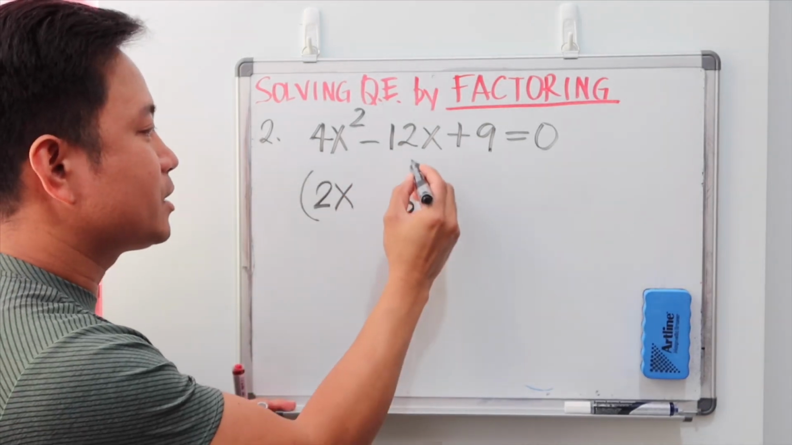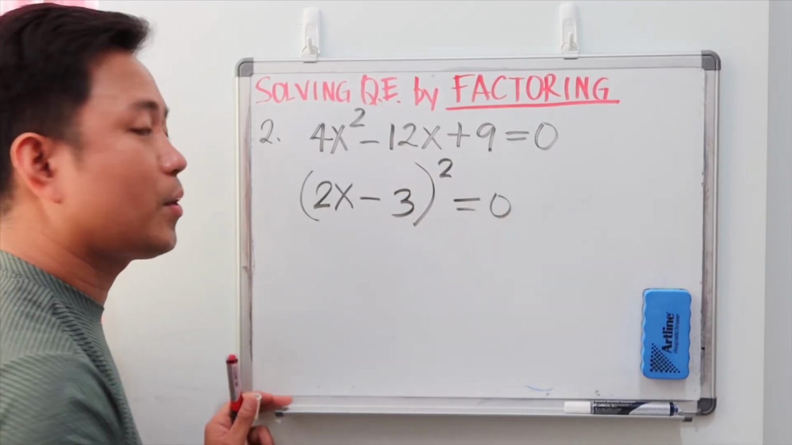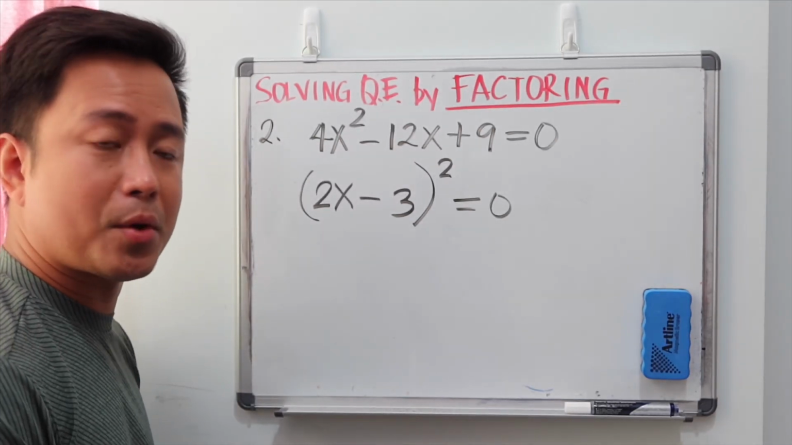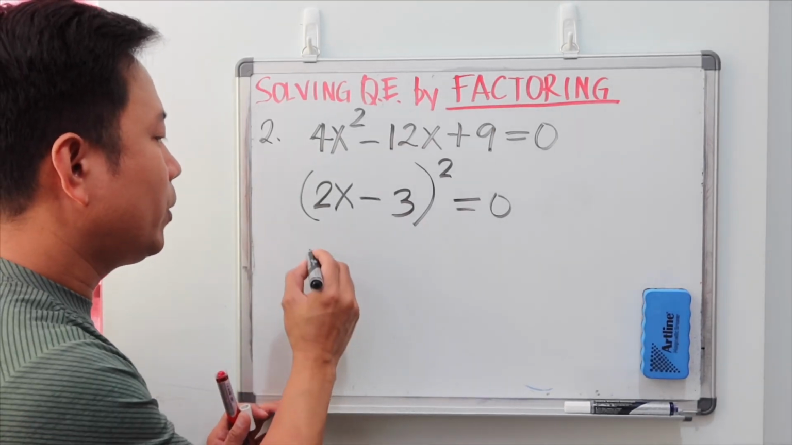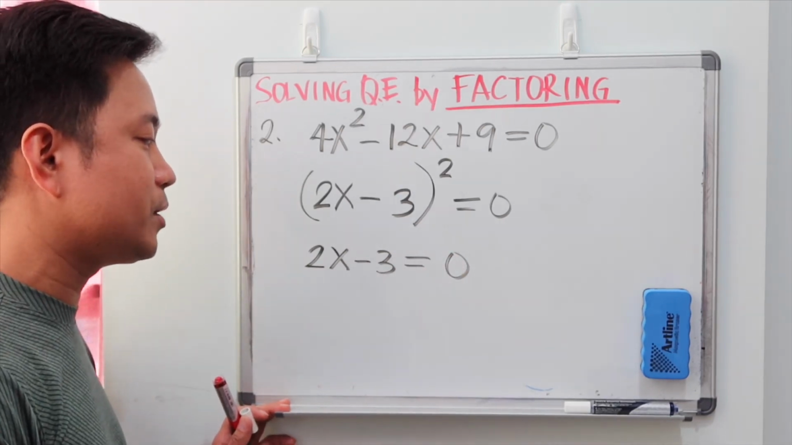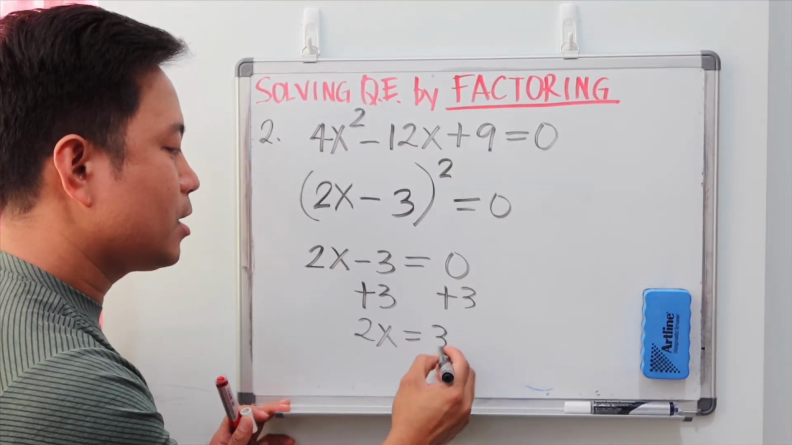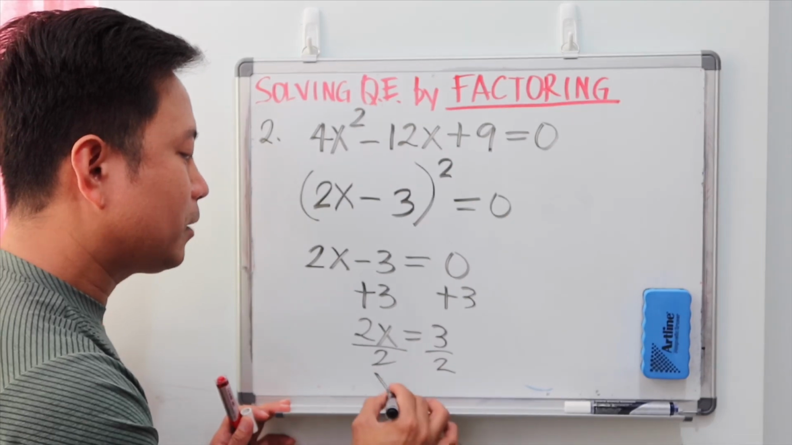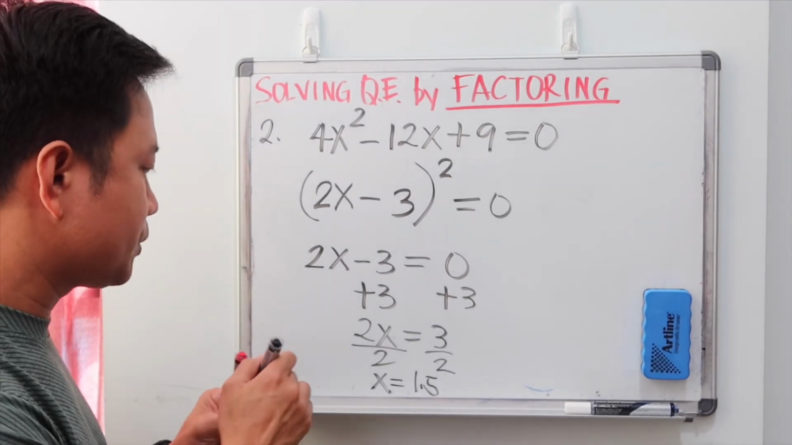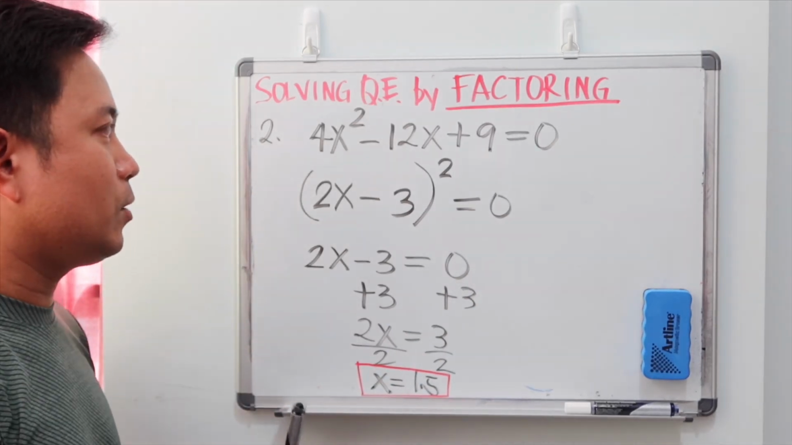So we can factor this as 2x minus 3 to the second power, and we have equals 0. Or the same thing as 2x minus 3 times 2x minus 3 is equal to 0. So in this problem, we will only have one root for the quadratic equation, and that is 2x minus 3 equals 0. Add 3 to both sides. We have 2x is equal to 3. Divide both sides by 2. That means x is equal to 1.5. Again, you could also check by plugging in 1.5 back into the equation, and that should be equal to 0.